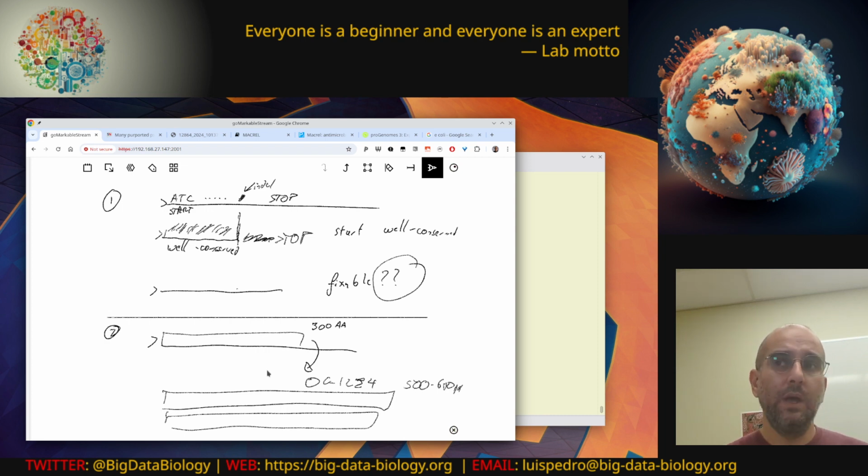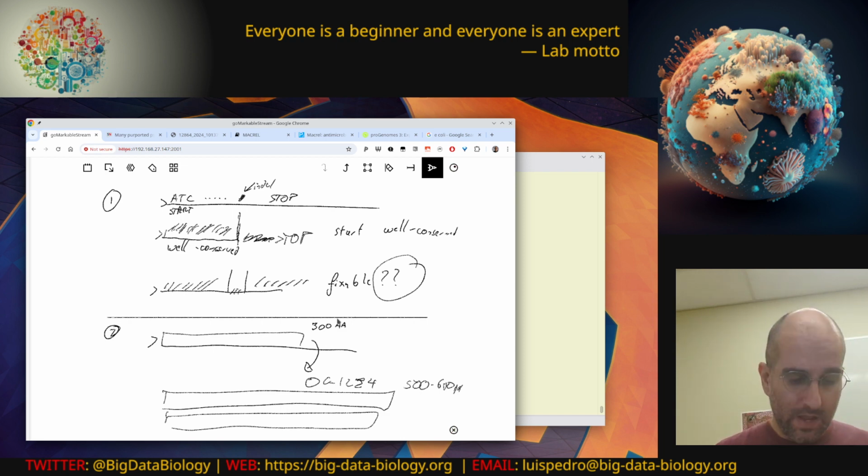This would be a pattern, and potentially we could even check if it's fixable. Is there a one or two frame shift that we could introduce that would then make everything well conserved at the beginning, then some fixed region, and then well conserved with respect to the reference as well.